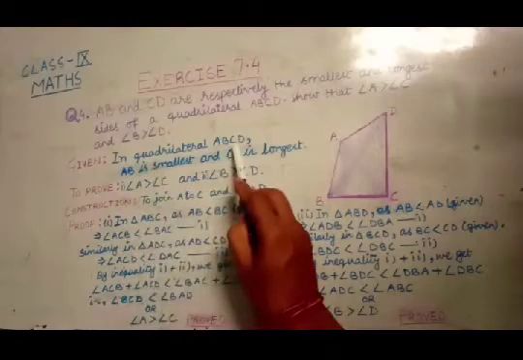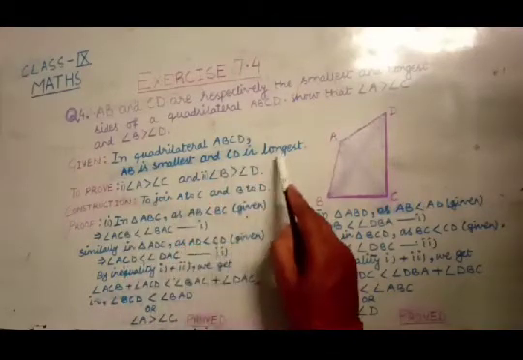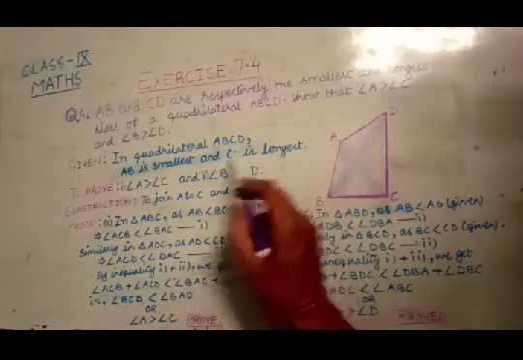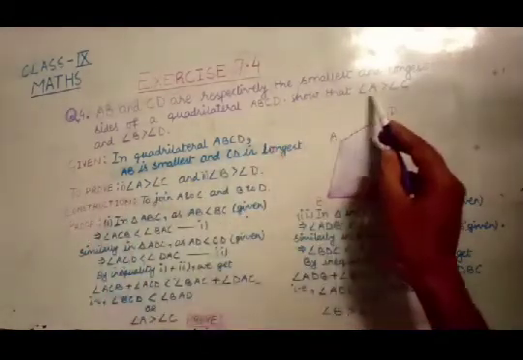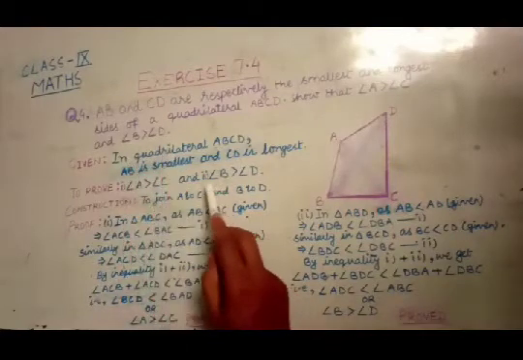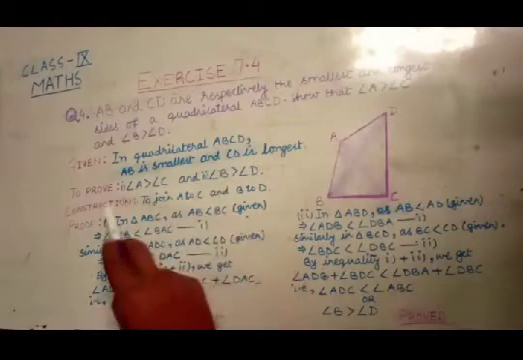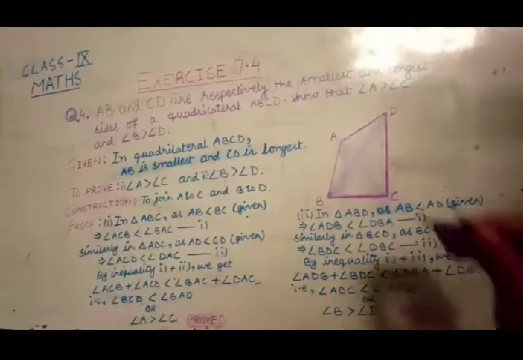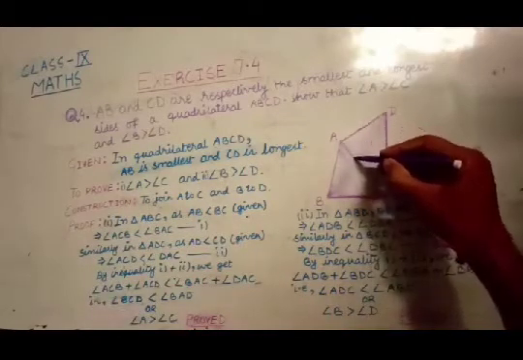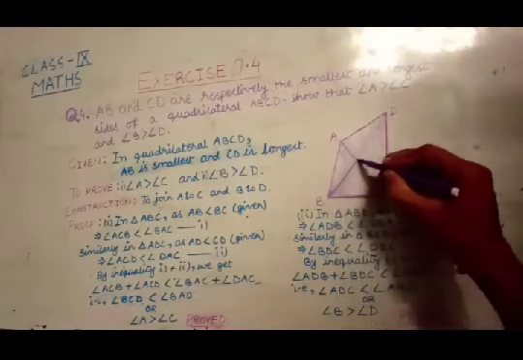Here we have a quadrilateral ABCD in which AB is the smallest side and CD is the longest side. For this, we have to prove first angle A is greater than angle C and second angle B is greater than angle D. In order to prove these two statements, we have to do a construction, that is to join A to C and B to D.